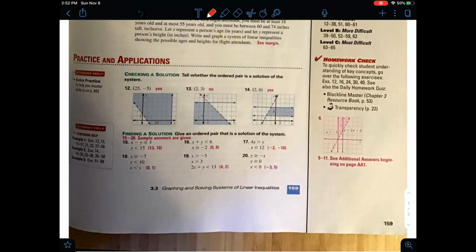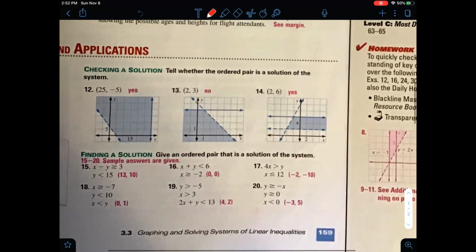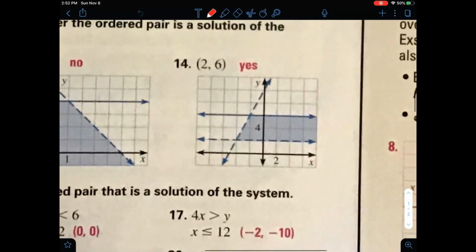So, first things first, we have 12 through 15, so it was yes, no, and yes. Let's start with number 14 here. These ones aren't too bad really, okay? So is the point (2, 6) in the solution here? Well, the solution is where the shaded part is, where everything overlaps. So we're literally going to go to (2, 6) and see if it's part of the solution. Each box is worth 2, okay? So I'm going to go right 2, and I'm going to go up 6. So that point is right there. So is that part of the solution?